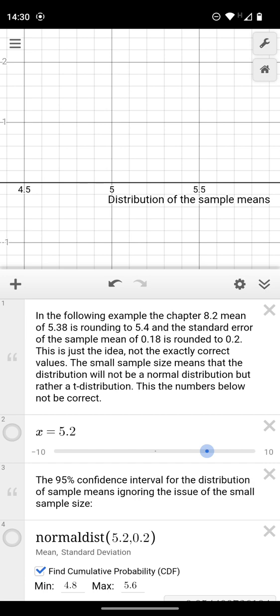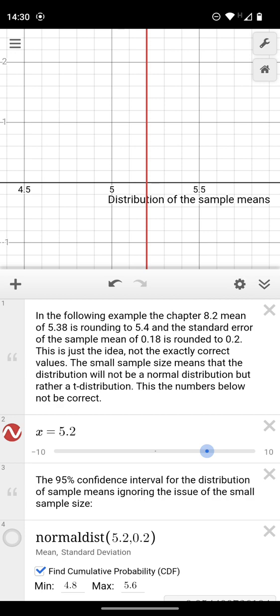Our small sample size of just 5 marbles means that our distribution should be a t-distribution. The following example uses a normal distribution, and that's why the numbers below won't be exactly correct, but they'll give you the idea. In Chapter 8, we had 72 marbles that had a known population mean of 5.2. That's the red line you see there.